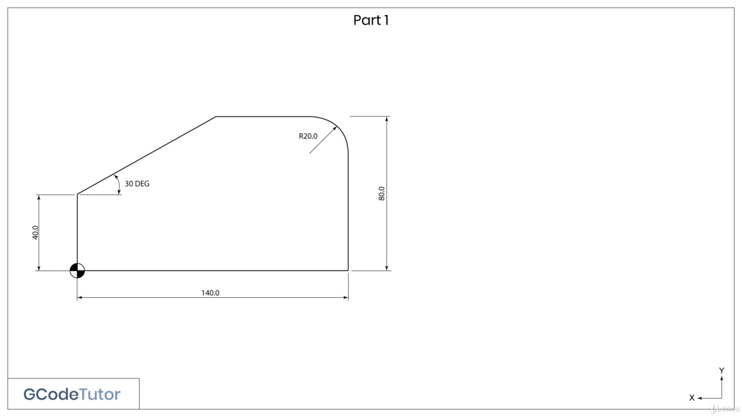The first thing we need to do is decide where we're going to put our datum, so we can set the work shift in the program. Since all the dimensions seem to be coming from the bottom left hand corner, this seems like a good place to place it.